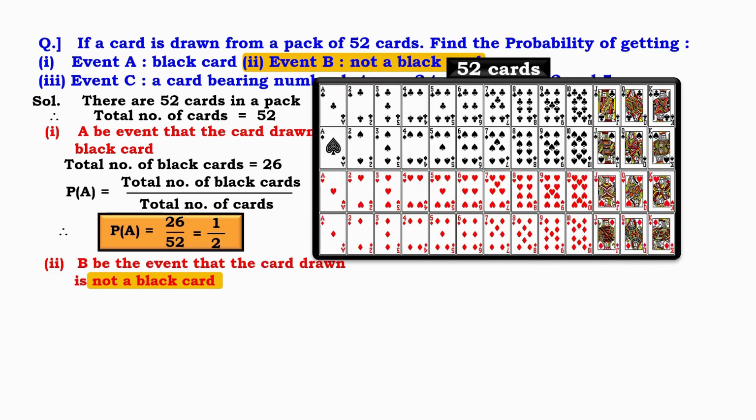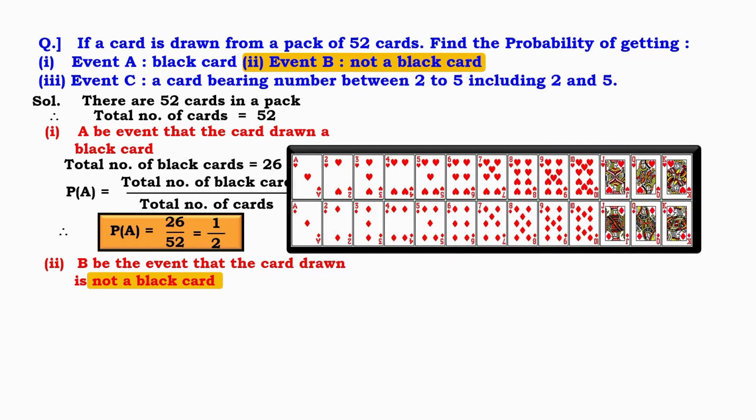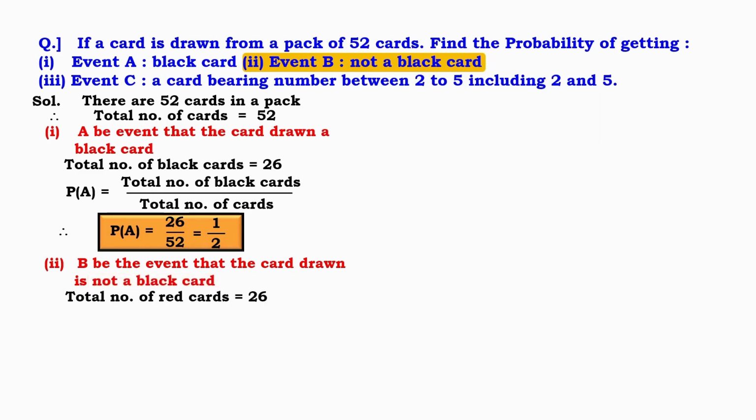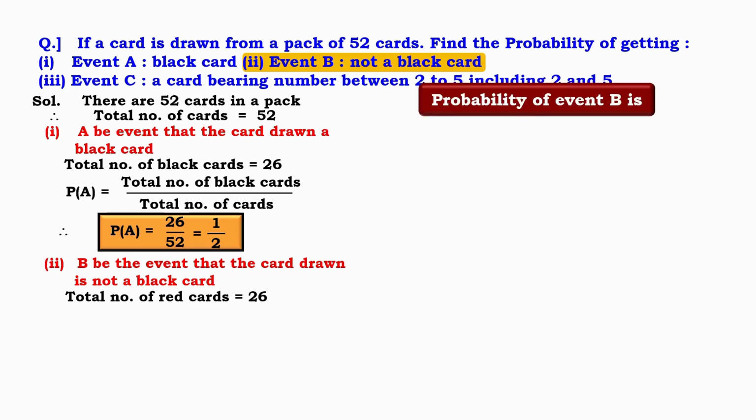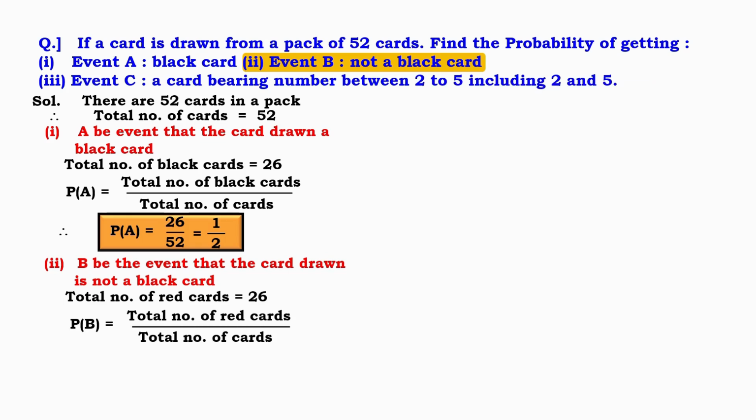So now again take a look at the card arrangement. Heart and diamonds are the red cards. Now each has 13 cards, so the total number of red cards will be 26. So the probability of event B is equal to the total number of red cards divided by the total number of cards, that is equal to 26 by 52, equal to 1 by 2.